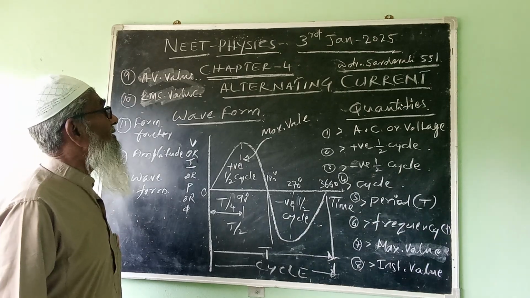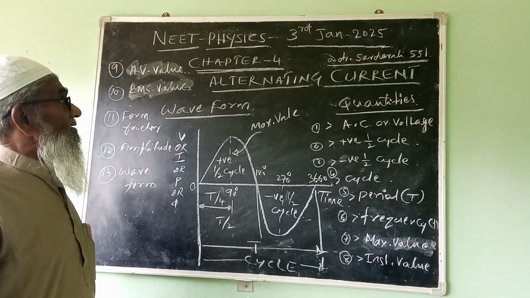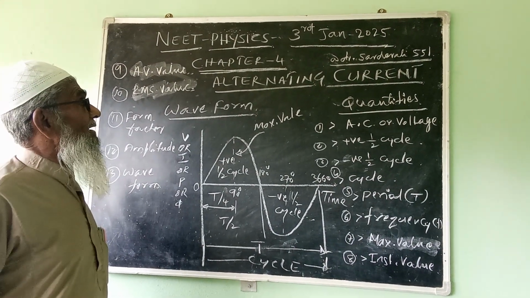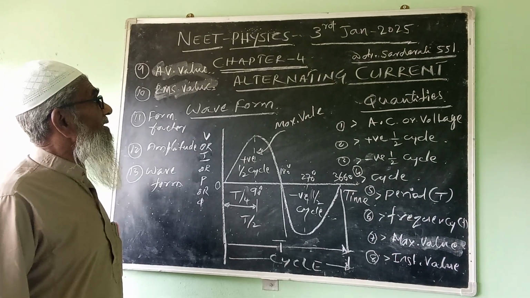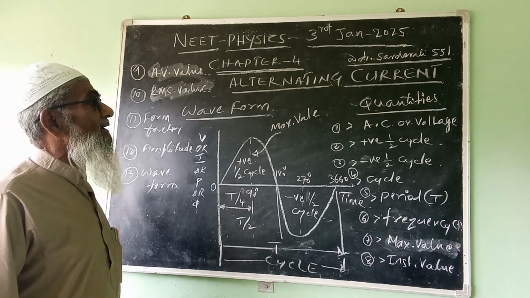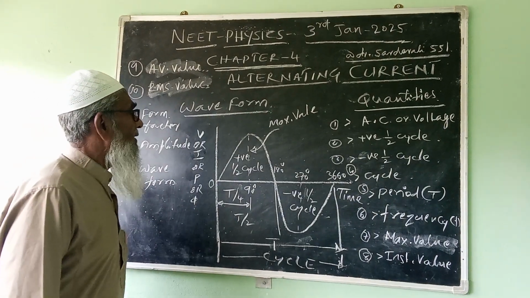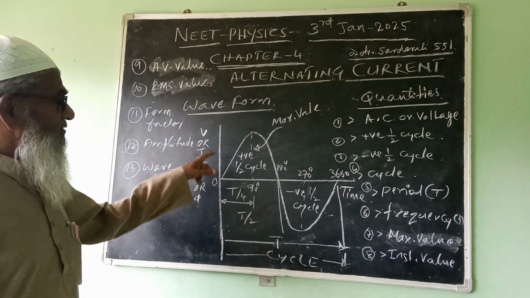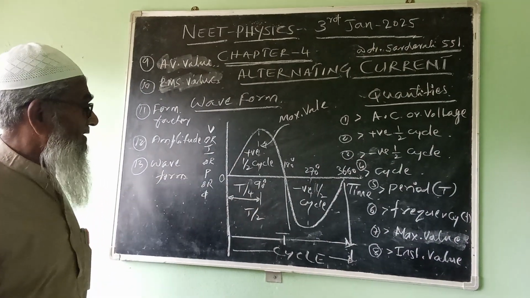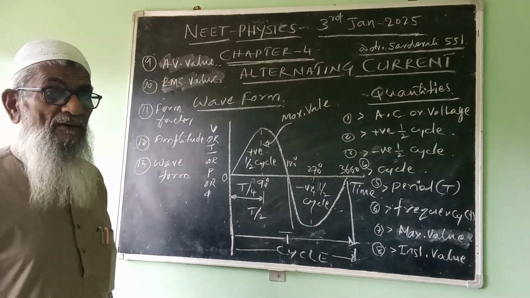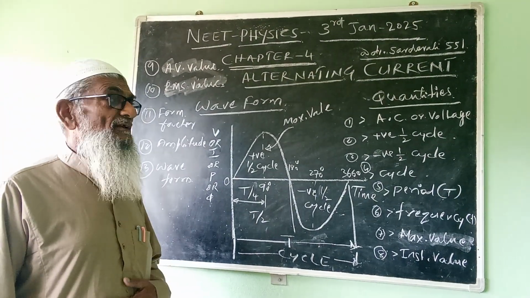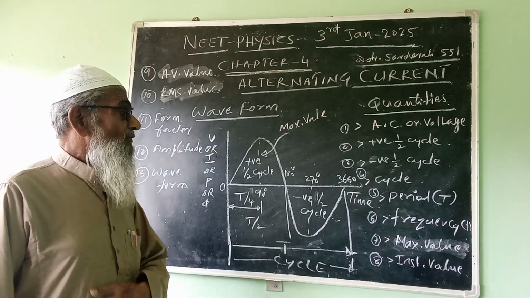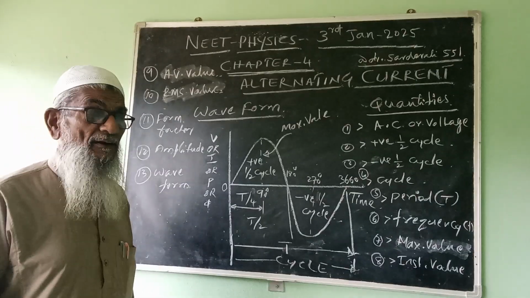Anyhow, for NEET, JEE and other allied competitive courses, I am talking about chapter 4, alternating current. So the waveform which is shown here represents the alternating current. Actually, there are two types of currents. One is the direct current, the other one is the alternating current.